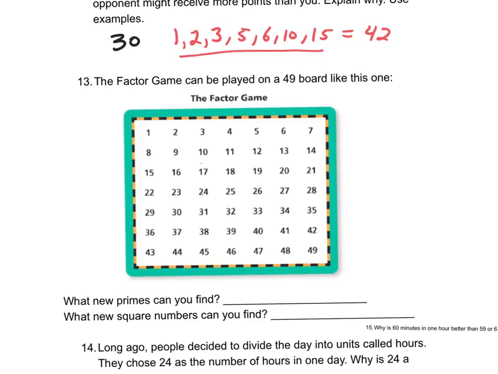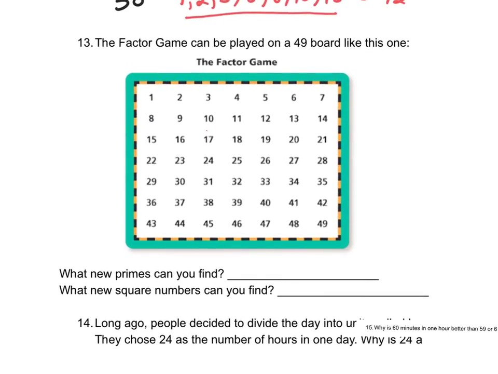13. The factor game can be played on a 49 board like the one below. In class, we only went up to 30. Remember, we just went up to 30. So we used all the numbers through 30, and obviously the board looked more like a square. So this one says, if you went on a 49 game board all the way up to 49, what new primes can you find? Well, what new numbers are prime?